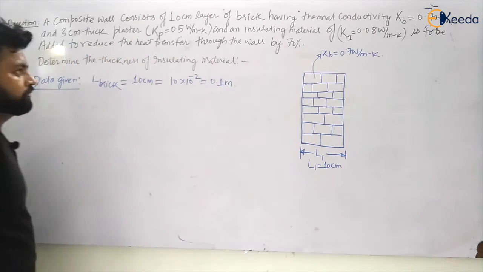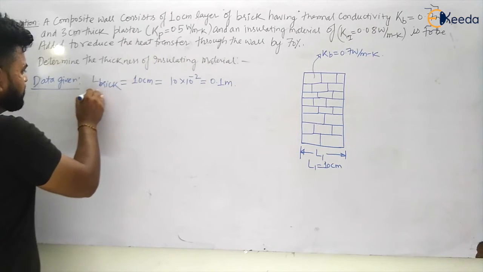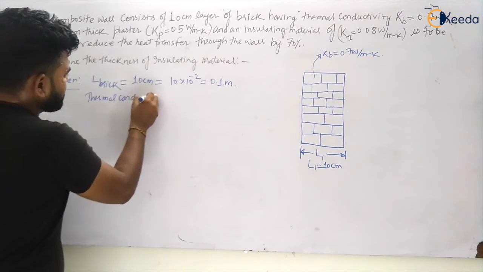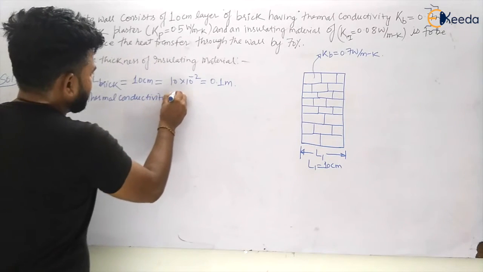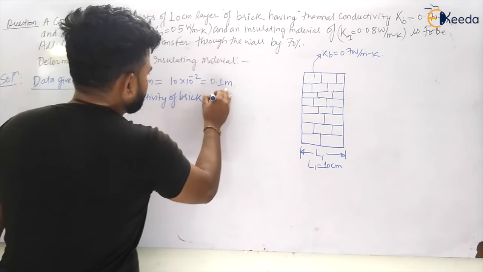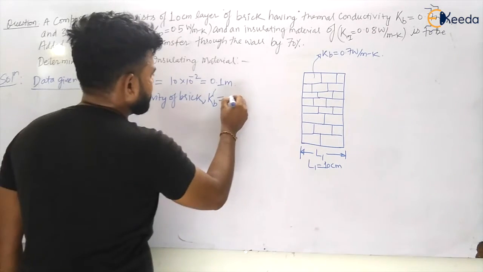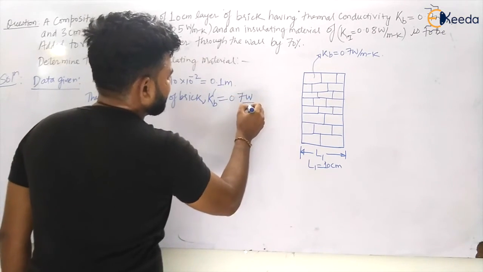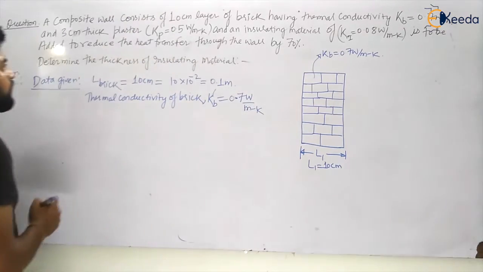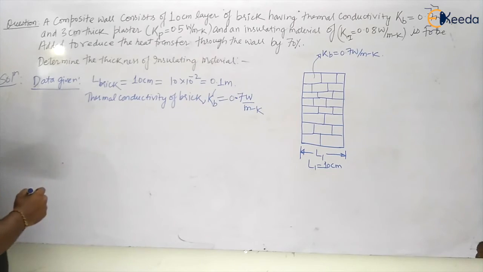Now the thermal conductivity of brick is given how much? That is, K brick, kappa brick, is given equal to 0.7 watt per meter Kelvin. And a 3 centimeter thick plaster.